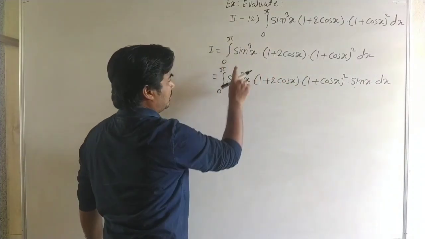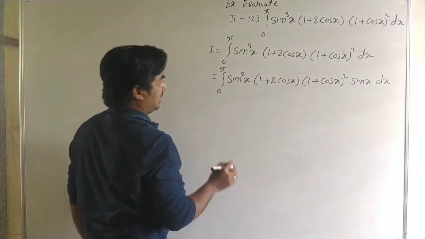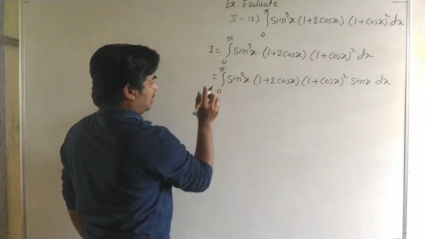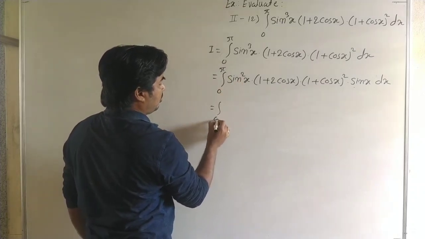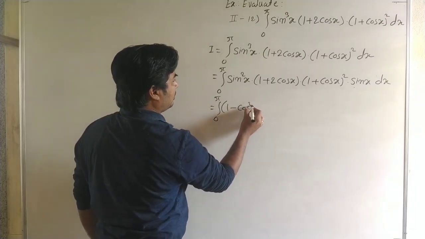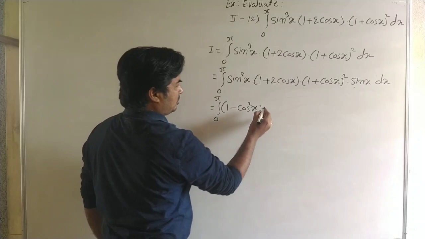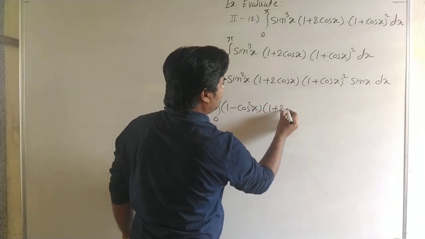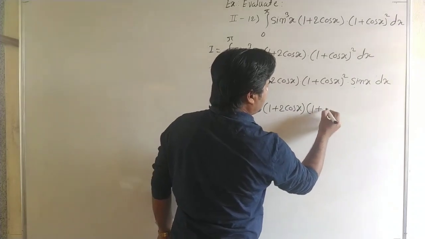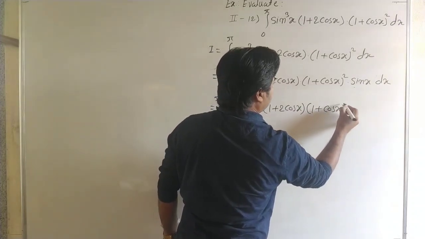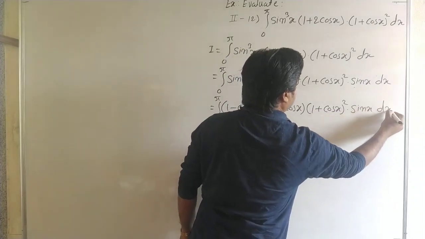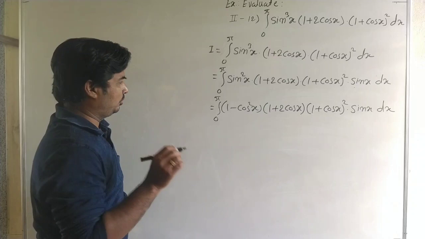Here sin cube x is sin square x into sin x. Now put cos x equal to t, but we have sin square, and sin square can be reduced in the form of cos. So from 0 to pi, it is 1 minus cos square, into 1 plus 2 cos x, into 1 plus cos x whole square, into sin x dx. And now put cos x is equal to t.